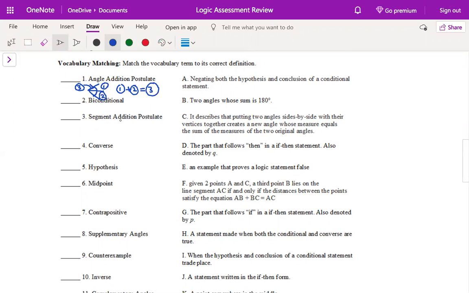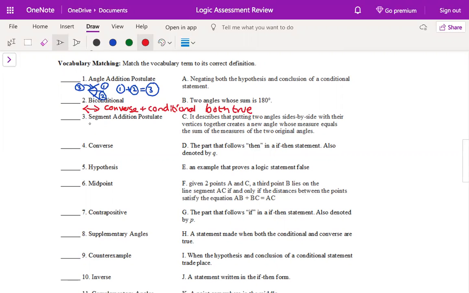Okay, biconditional, that is where we use this symbol, the if and only if symbol, and this is where the converse and the conditional are both true.